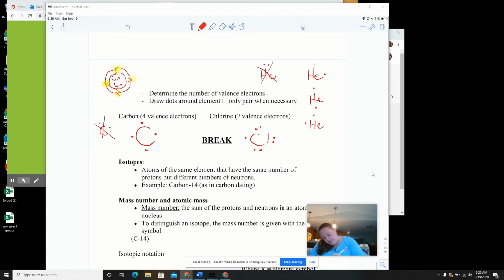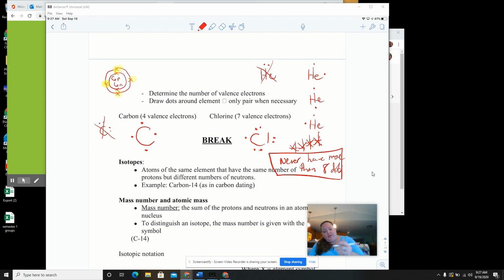Now the big thing that I want you to make note of, and I'll triple star this, is you will never have more than 8 dots. Doesn't matter what element you are working on in the periodic table, you will never have more than 8 dots. So if you find yourself drawing like 30 dots on an element, you got it wrong. You never have more than 8 dots on an element.